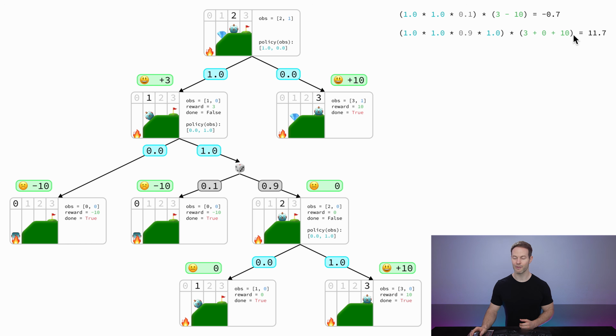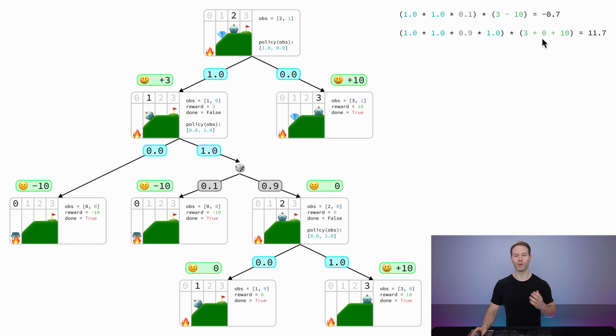Now, if we do the same thing for the other path, we'll see that we'll get a total reward of 3 + 0 + 10, the 0 being this intermediate state. And throughout this video, I've left all these zeros in the equations so that you can understand how the equations would work if these were non-zero rewards.